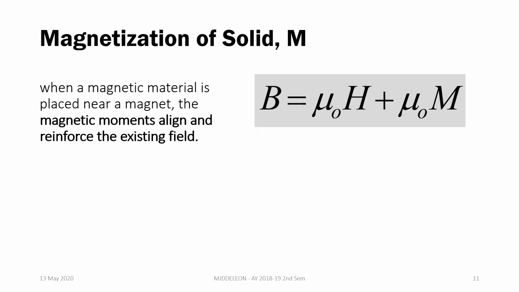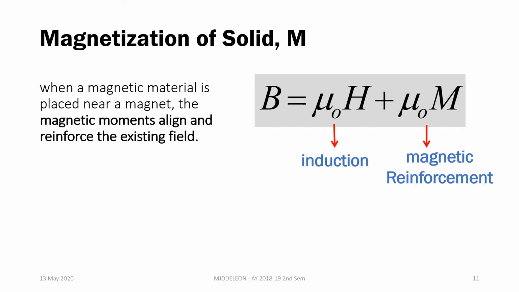Next, we have the magnetization of our solid M. So when a magnetic material is placed near a magnet, the moments, the dipoles inside your material will tend to align with your magnetic field, which will cause an increase in the flux density of our material. This increase in our material or our magnetic reinforcement is related to the magnetization of the solid. Since our magnetization M is just the amount added to the magnetic field strength in our material when exposed to an external magnetic field.